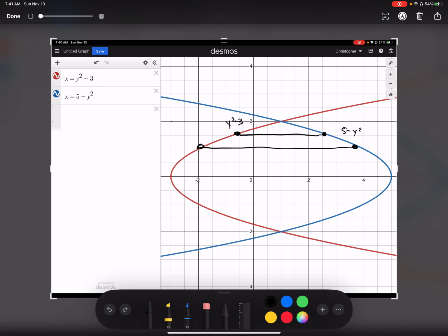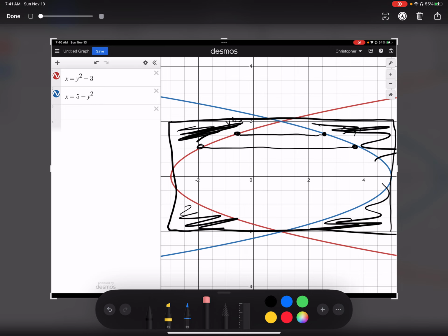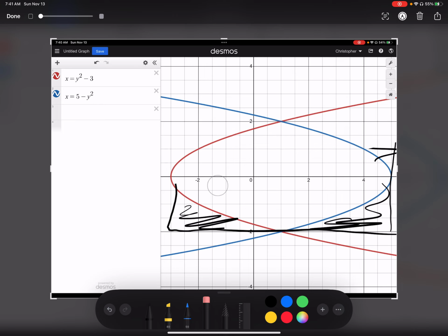Actually, you want to say is from here to here. And you just want to take out the part that's outside, the frame part of the rectangle. So we only want this internal part. So to do that, we'd have to take out the function part. And so that's going to be this y squared minus 3 and 5 minus y squared part.